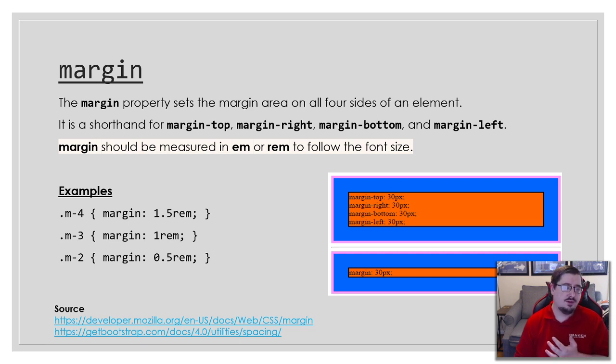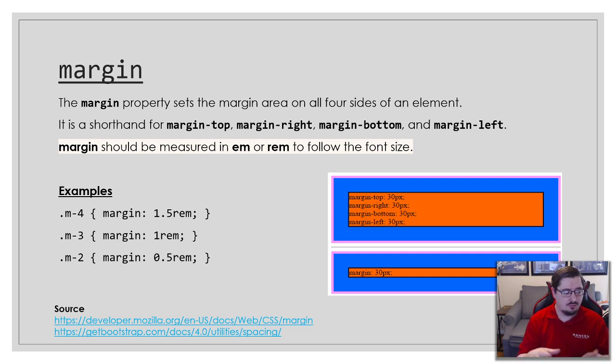Remember, EM stands for the current font size. Rem is the root font size of the document. So whatever the font size of the HTML or the body, that's what rem is based on. Now, typically when you're measuring margins, your margins should always be based on EM or rem.